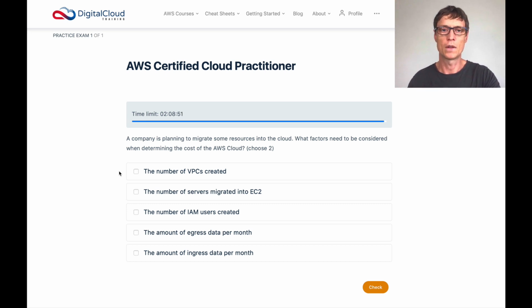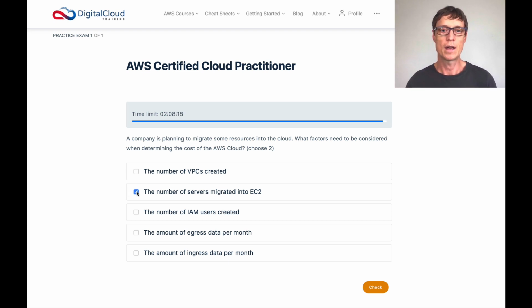So let's look at the first one, the number of VPCs created. Well, you don't actually pay for VPCs, so there's no cost associated with them. You can create many VPCs in your account. The number of servers migrated into EC2. Well, with EC2, you do pay because you're paying for the instances. So you choose an EC2 instance type, and then you pay for the amount of time that you're running that EC2 instance. And then there are various pricing models for getting different kinds of discounts. So I believe that's a correct answer, so I'm going to select that one.